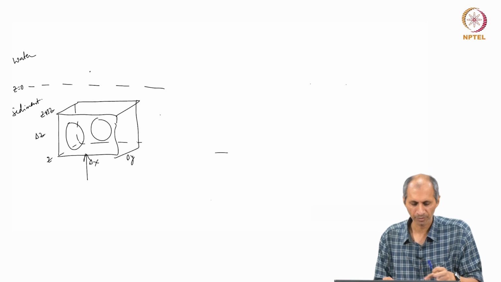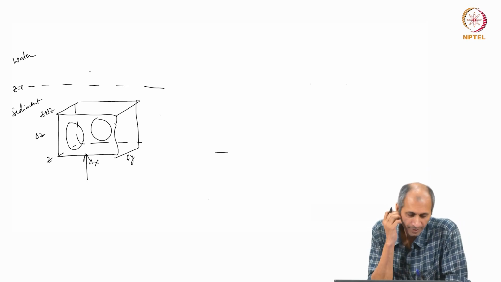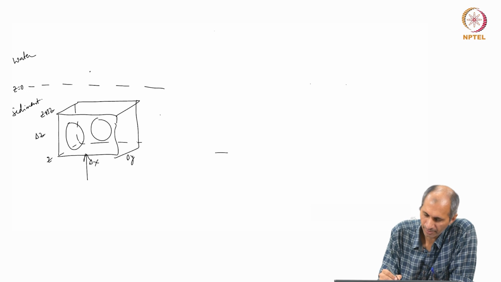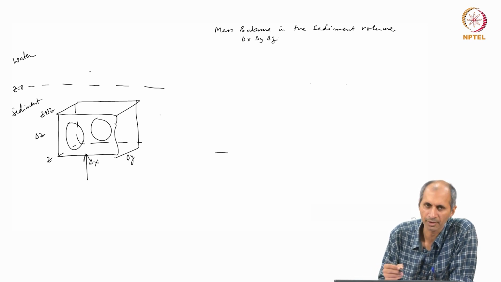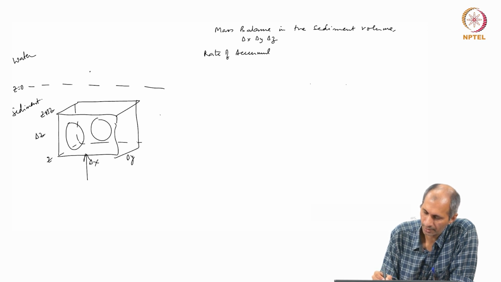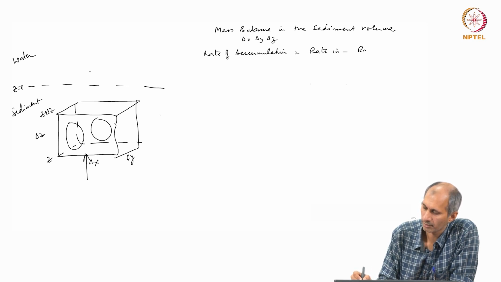So what we are doing, we do this normally in all box model scenarios. We write again the mass balance in the sediment volume. This is delta x, delta y, delta z, the differential volume of the system. We write: rate of accumulation equals rate in minus rate out.